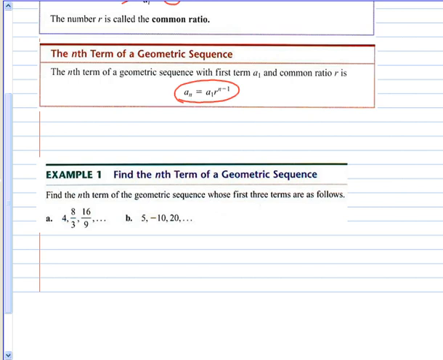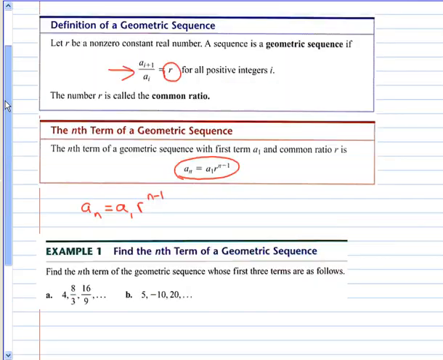You need to memorize this one. A sub n, any term, can be found by taking a sub 1, the first term, times that common ratio raised to the n minus 1, which means 1 power less than the term we are trying to find.